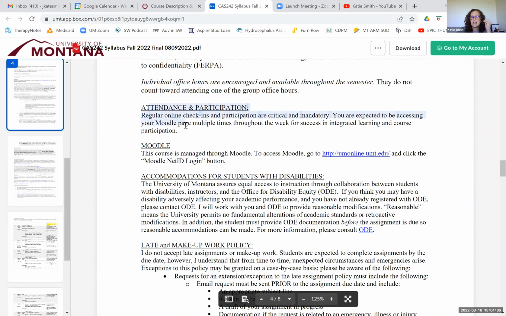Attendance and participation is critical to doing well in this course. While there's no grade for it, if you're not engaging in the Moodle shell multiple times a week, you're not going to do very well in the class. The class really requires more than 3 hours a week of your engagement, so I would set aside that time like you were actually attending class.